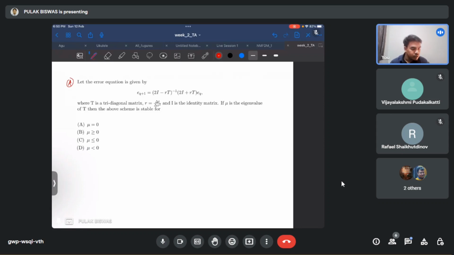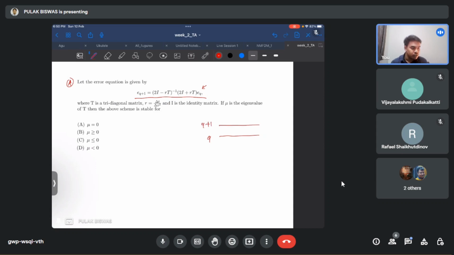If you see this equation, here E represents the error, and it is represented in terms of Q. So this is the past or present, whatever. This represents the error at that level. Suppose this one is Q and this one will be Q plus 1.